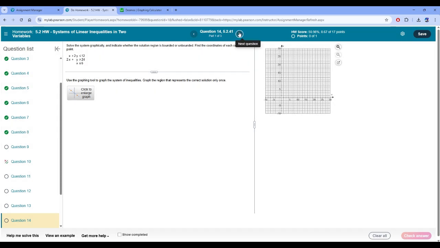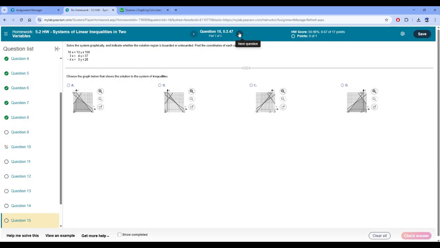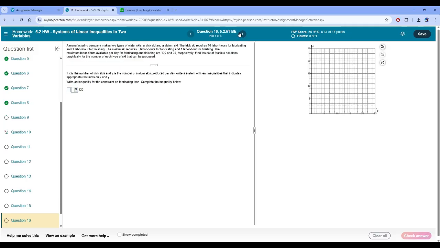Same exact thing. Same exact thing. And now here we go to an actual problem. A manufacturing company makes 2 types of water skis, a trick ski and a saloon ski. The trick ski requires 10 hours of labor for fabricating and 1 hour for finishing. The saloon ski, 5 and 1 hour. The maximum labor hours are 120 and 20 respectively.